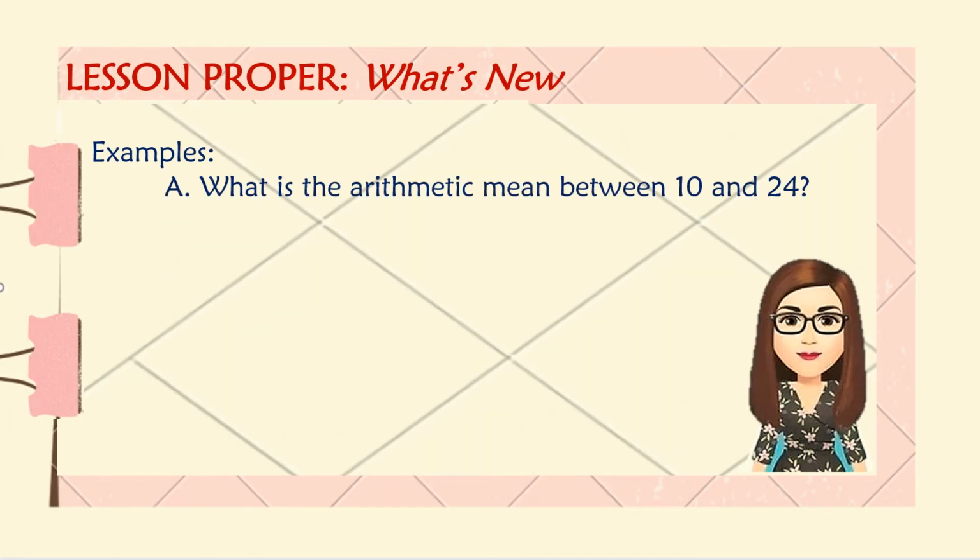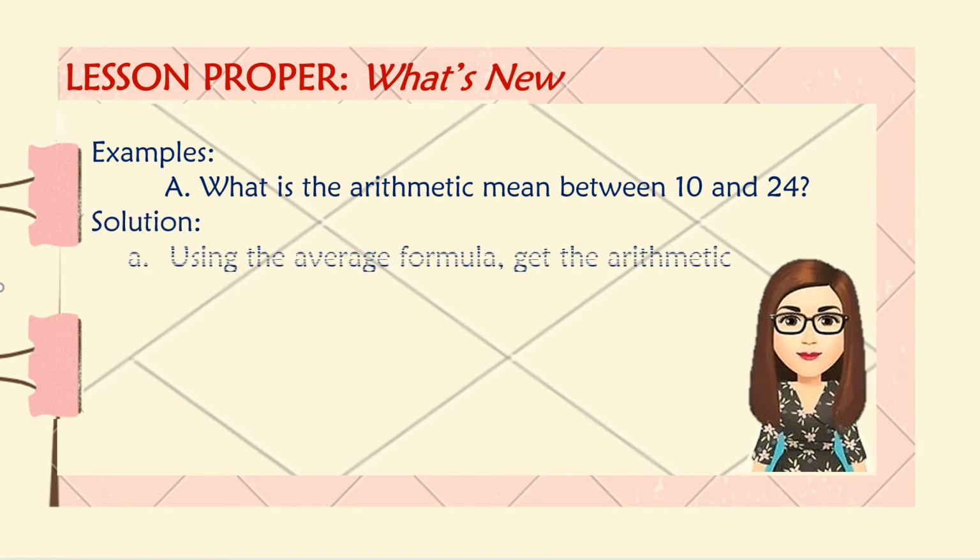Okay, so let's have example number 1. Okay, so we have, what is the arithmetic mean between 10 and 24? Okay, isa lang yung tinatanong. Okay, isa lang yung hinahanap natin, arithmetic mean. Nasa gitna ng 10 and 24. So, in this case, we will use the average formula. So, yun yung sinasabi natin kaninang other definition ng arithmetic mean. Average.